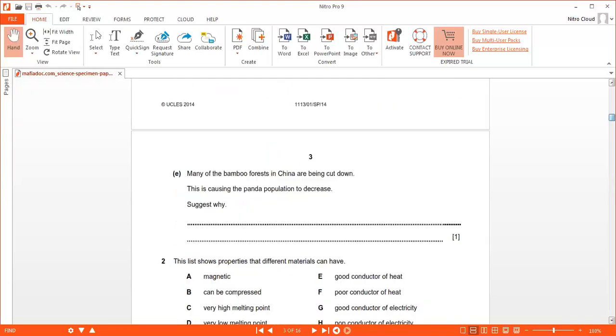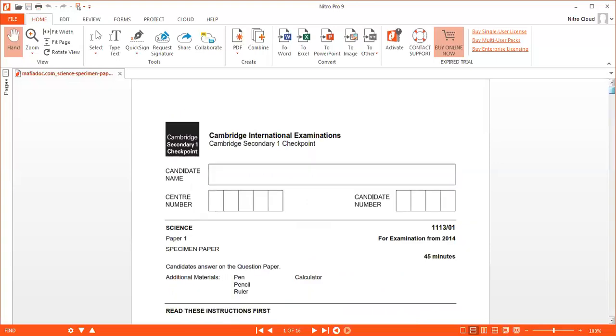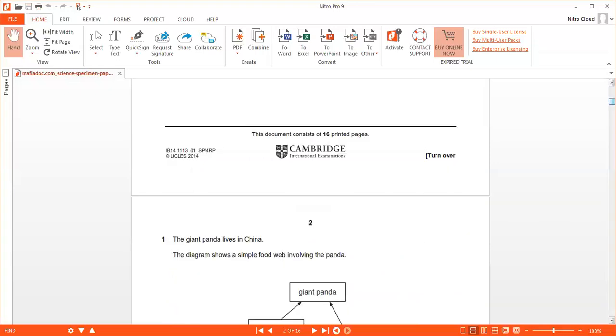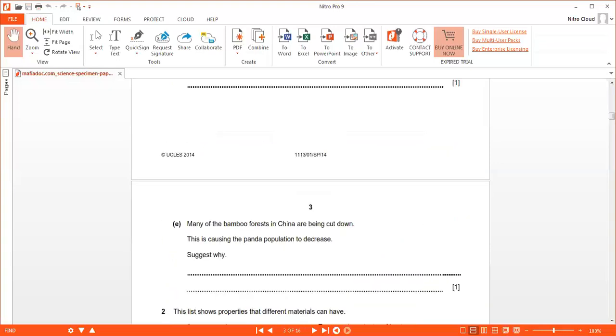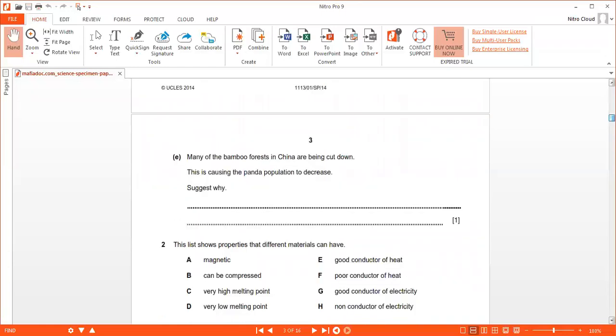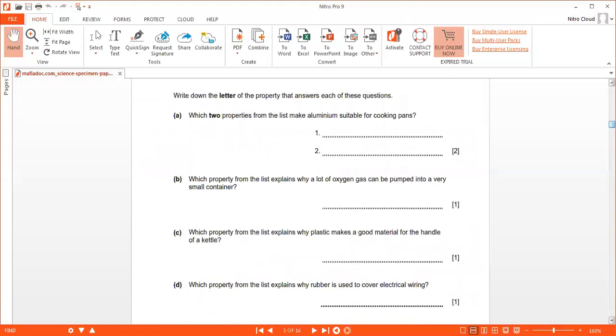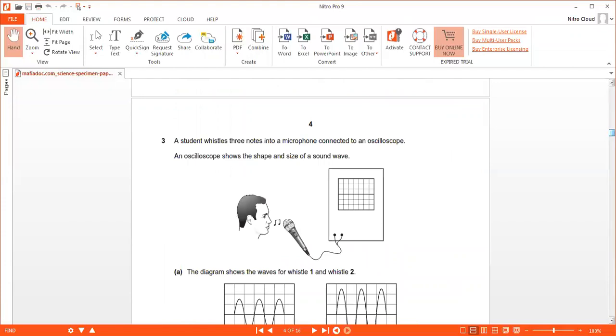So again, first C and E, then B, then F, then H. Number 3. A student whistled 3 notes into a microphone connected to an oscilloscope.